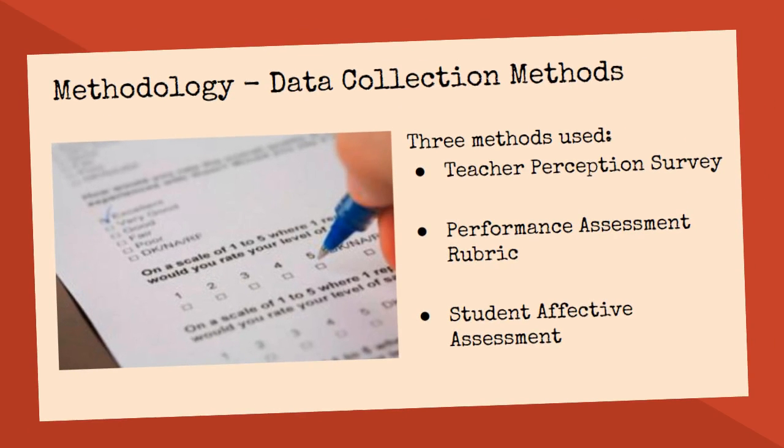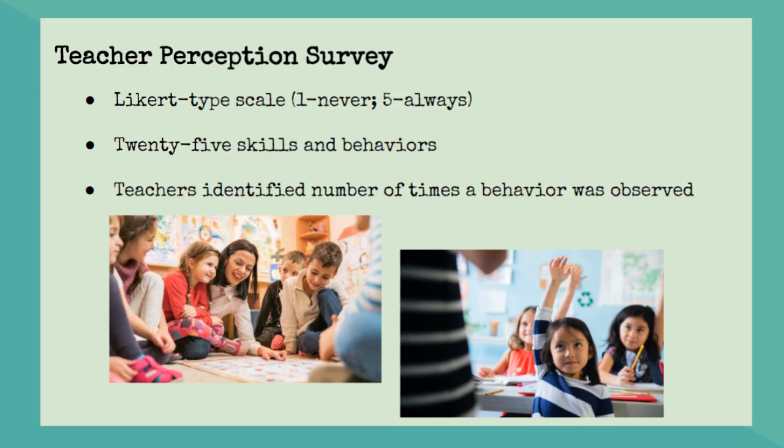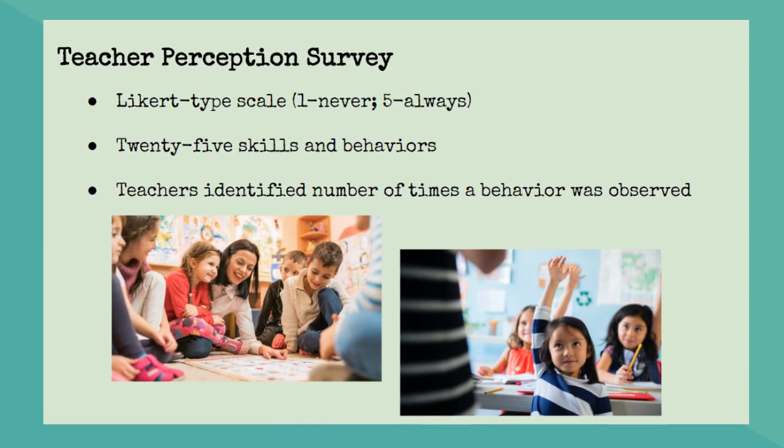To collect the data from this study, the researcher used 3 different tools. 1, the Teacher Perception Survey, 2, the Performance Assessment Rubric, and 3, the student affective assessment. The Teacher Perception Survey consisted of 25 items of skills and behaviors that teachers were asked to provide the frequency of. Teachers were asked to range their responses from 1 to 5, 1 representing never occurring to 5 always occurring.